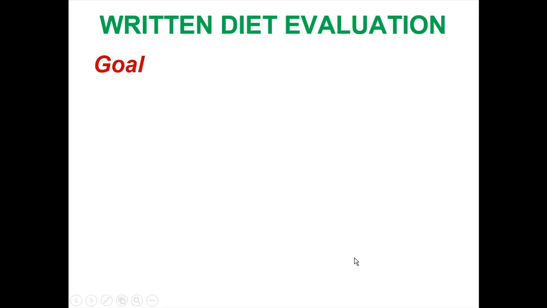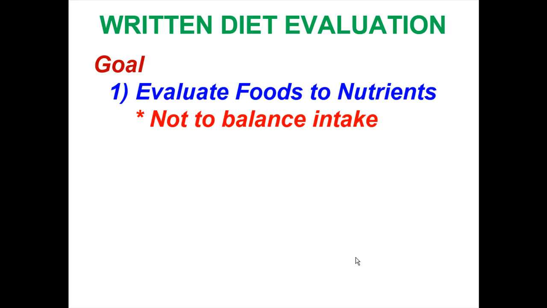In this session, what we're going to do is go over how you're going to do your written diet evaluation. We've gone over your diet data, so we've made sure that it was correctly inputted and you have the correct information. And now our goal is to analyze that and evaluate how we're doing. But we are not going to write this to get a balanced diet. That would be impossible in the time we have. What we're basically going to do is have you look and compare foods to nutrients.